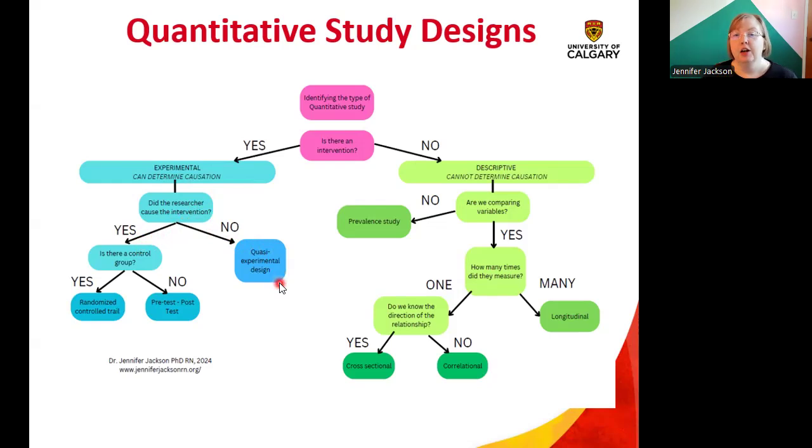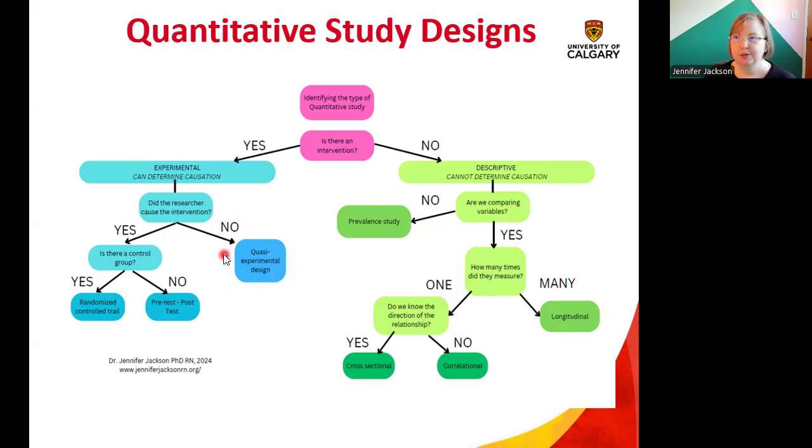get COVID. What we can do is say, okay, we'll find 30 people that had COVID and analyze their outcomes compared to people who did not. So is there an intervention? Yes, some people got COVID, but we didn't cause that, so it falls in the quasi-experimental design. So you'll see quasi-experimental designs where it's not ethical to do an experiment.